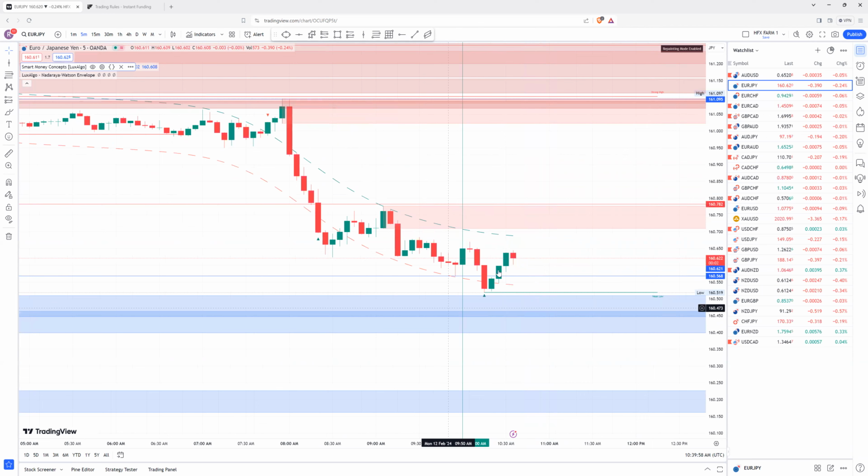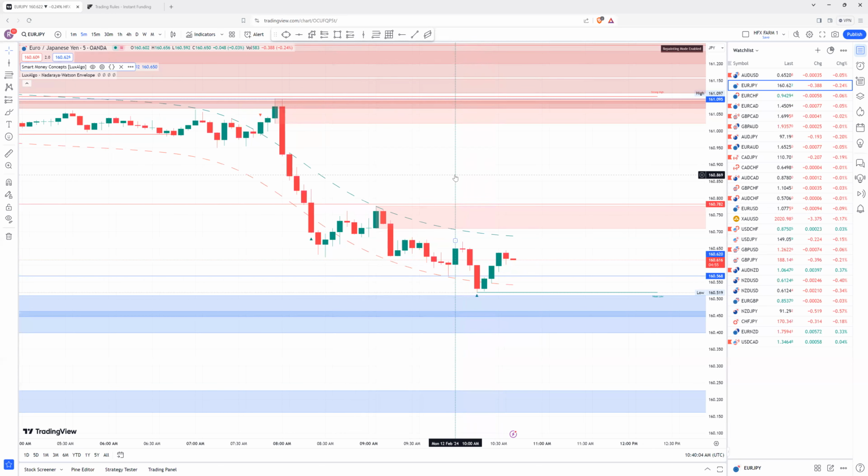All right. Now, this horizontal line right here is the opening of the current 4 hour candle. This is the opening of the current 4 hour candle. And we'll go and look for a trade that we'll use to do this example.